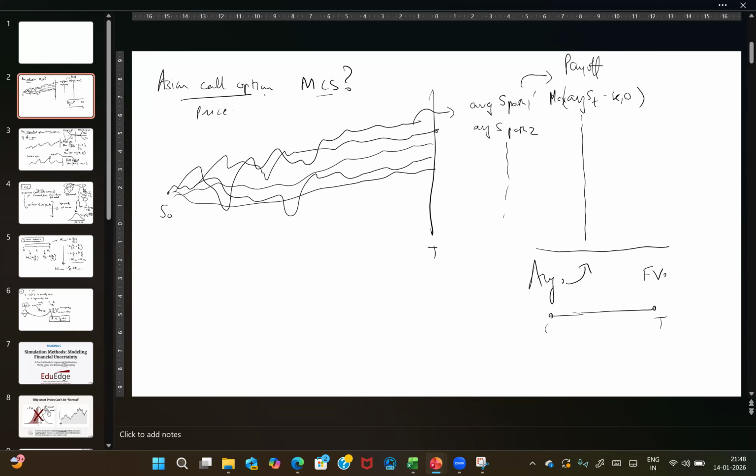But if I ask what is the value today, you need to discount this back, or take the present value of that. So the present value of the average of all these path payoffs is going to give me the price of the option today. Generally, when we take present value, we use the formula e to the power minus RT times your average, which gives you the value of the call option today. And this is for an Asian call option. So this is a Monte Carlo simulation in practice. Any questions on this approach?